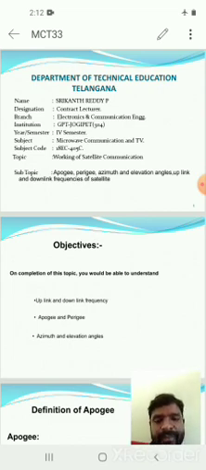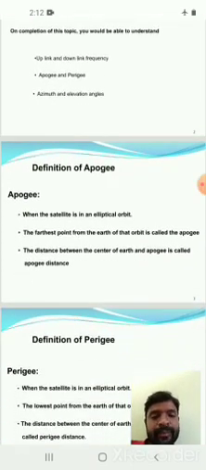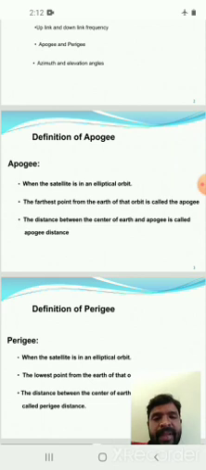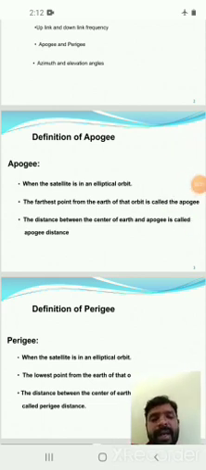We discuss the topics uplink and downlink frequencies, apogee and perigee, azimuth and elevation angles. Definition of apogee. When the satellite is in elliptical orbit, the farthest point from Earth of the orbit is called apogee. The distance between the center of Earth and apogee is called apogee distance.